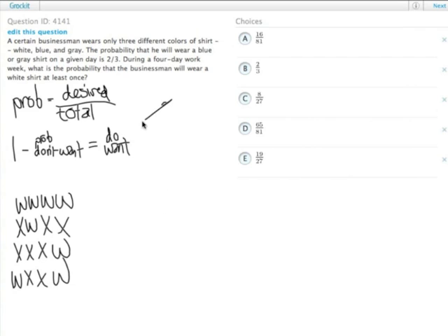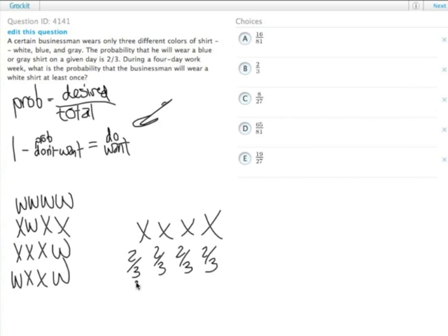So we're going to go with figuring out the probability of what we don't want and subtract that from 1. So what we don't want is him wearing a blue or gray shirt every single day. If he doesn't wear a blue or gray shirt every single day, he's wearing white at least once. So the probability of wearing blue or gray every single day, using this notation where W was white and X was not white, his probability of blue or gray is 2/3 each day.